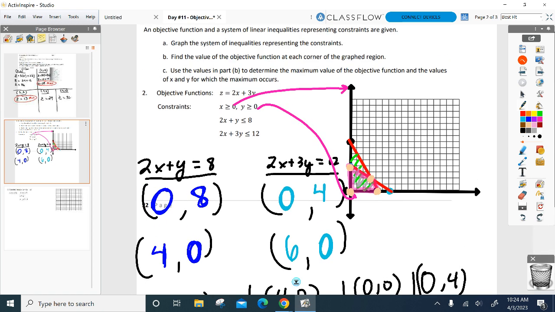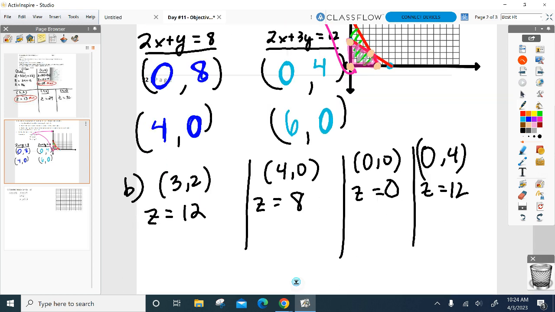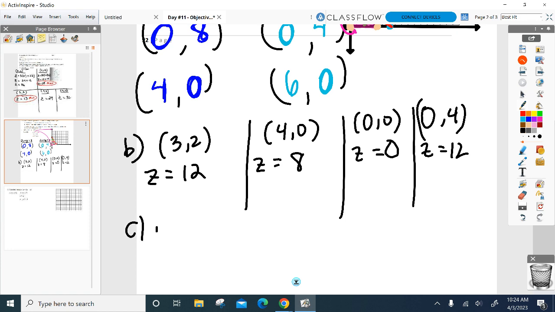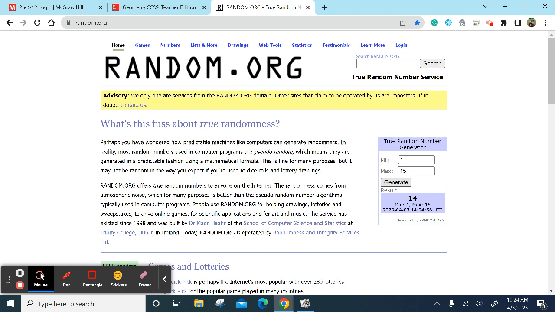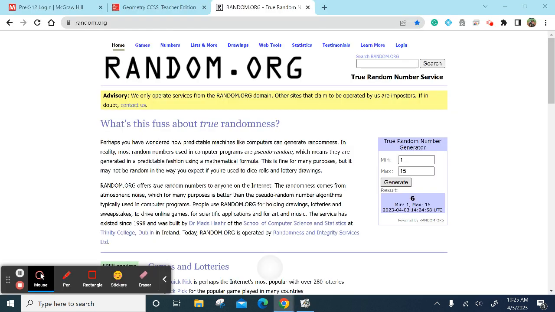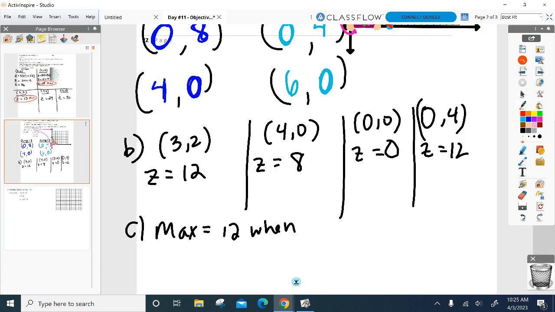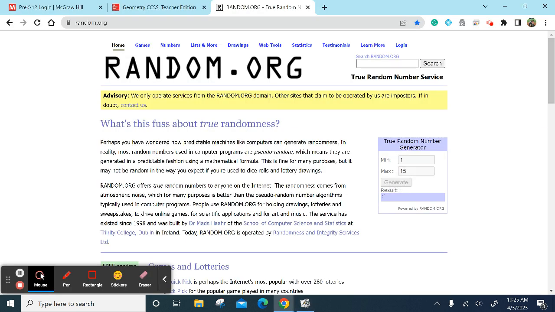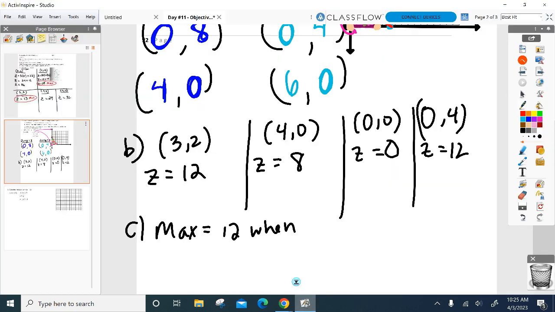Read part C now. Determine the maximum value and then the values of x and y that make the max occur. So first thing, what is the max? Take a look up here. Max is equal to, what's my max? 12. Give me an x and y pair where 12 occurs.